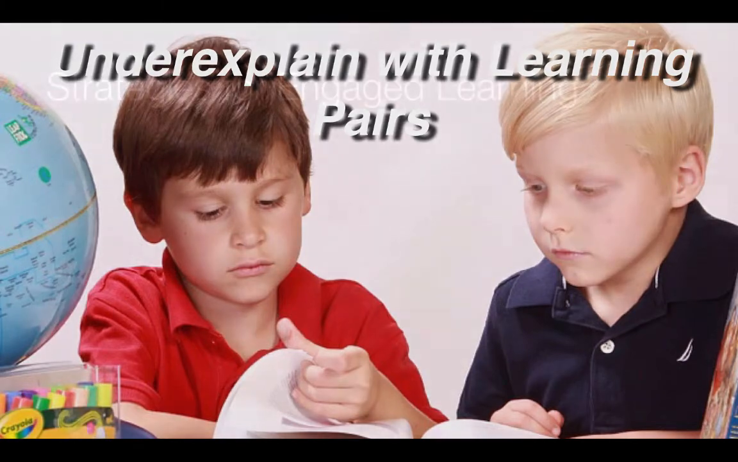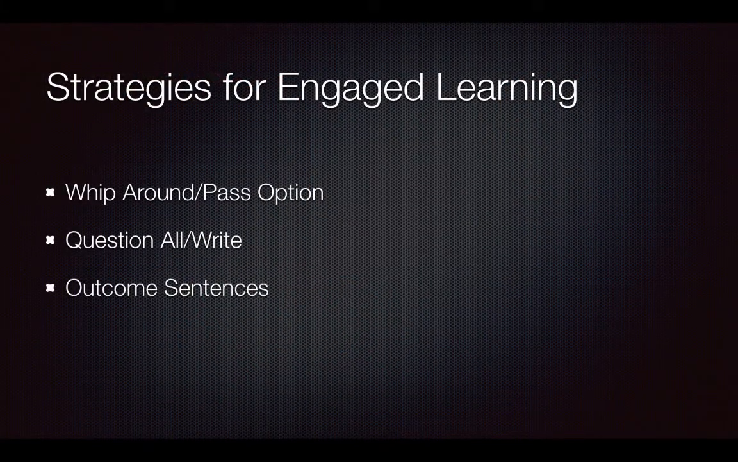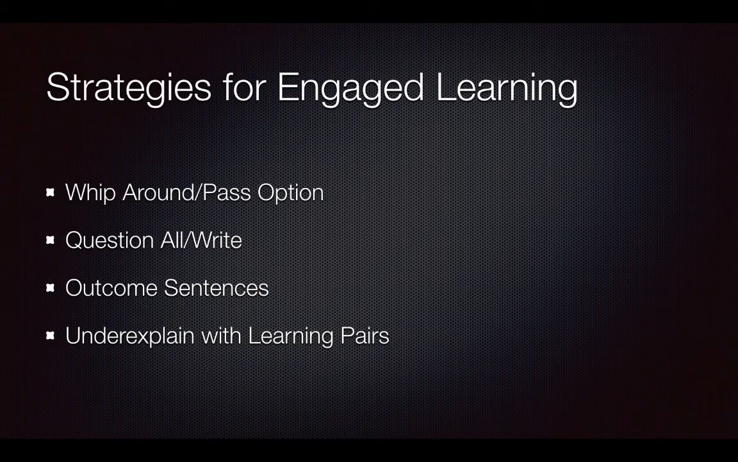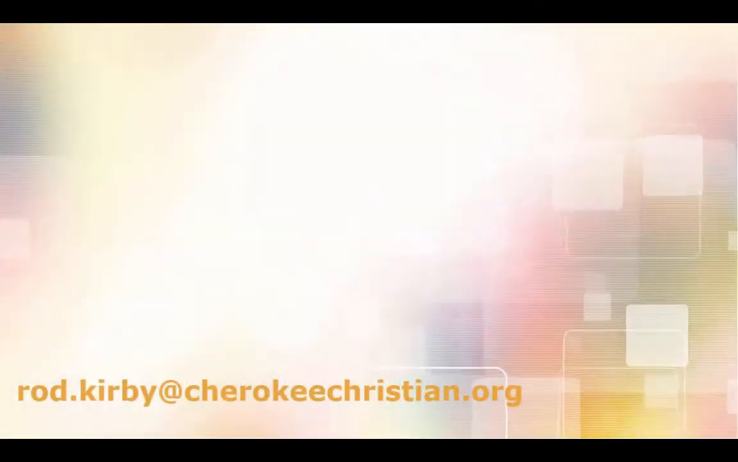So, these are 4 strategies that can be part of a quickly paced lesson. The whip around pass option, question all right, outcome sentences, and under-explain with learning pairs. In the next session, we'll look at a few more effective strategies which help engage all of our students.